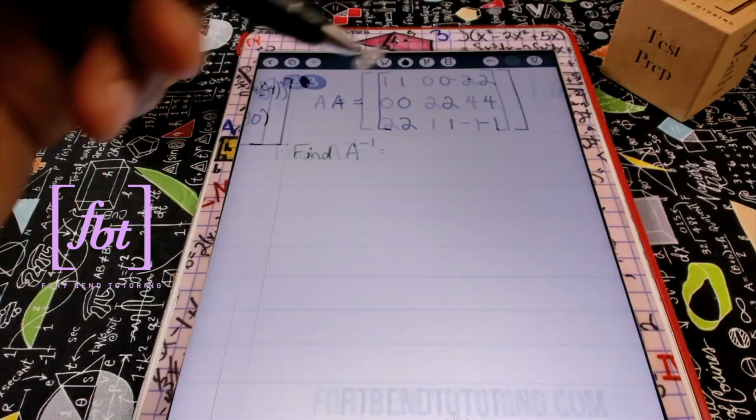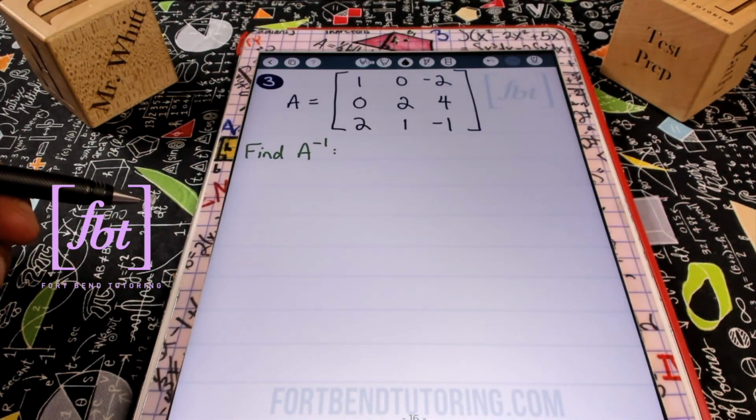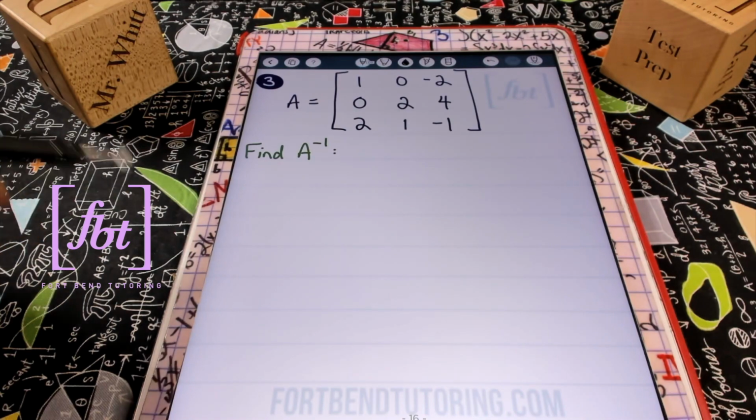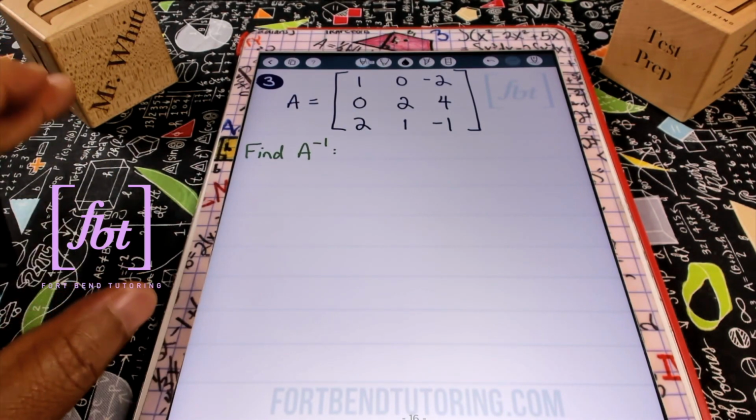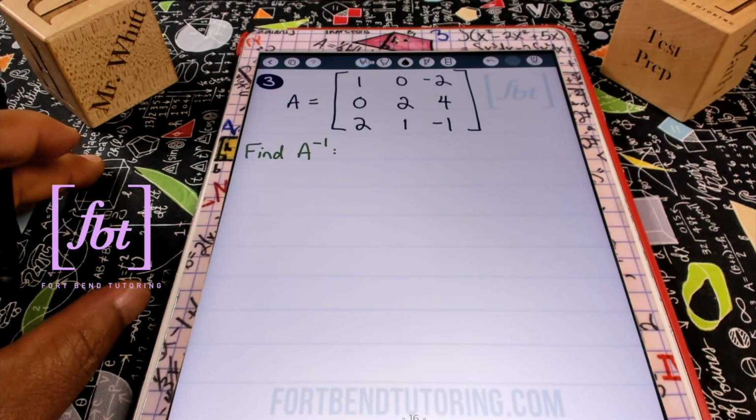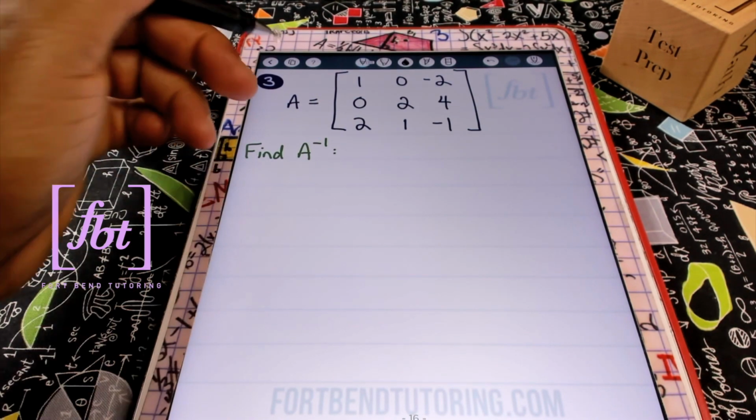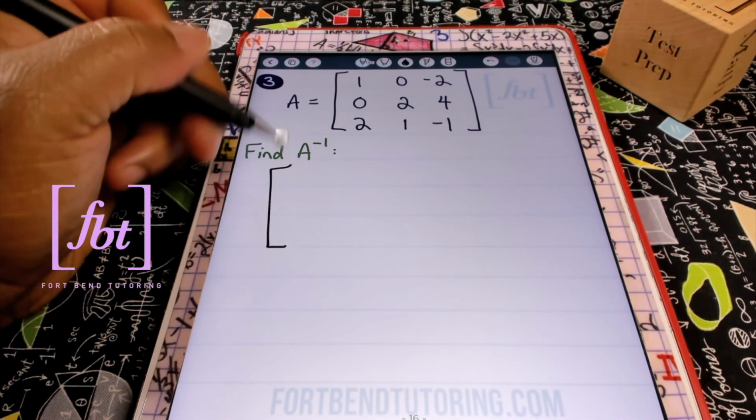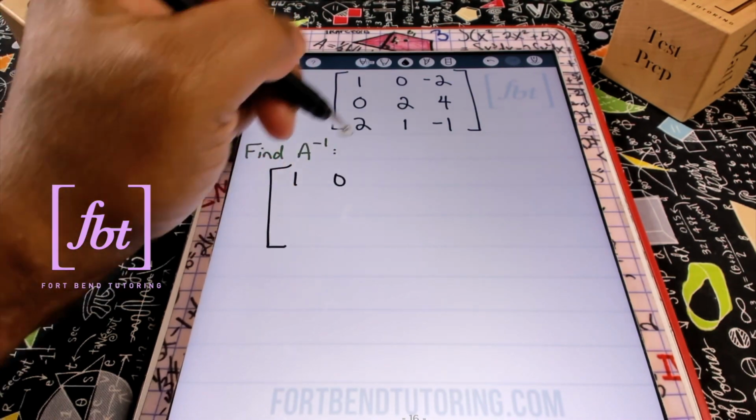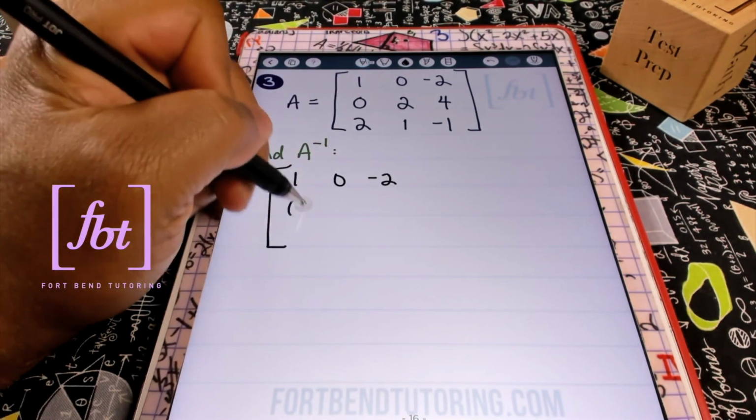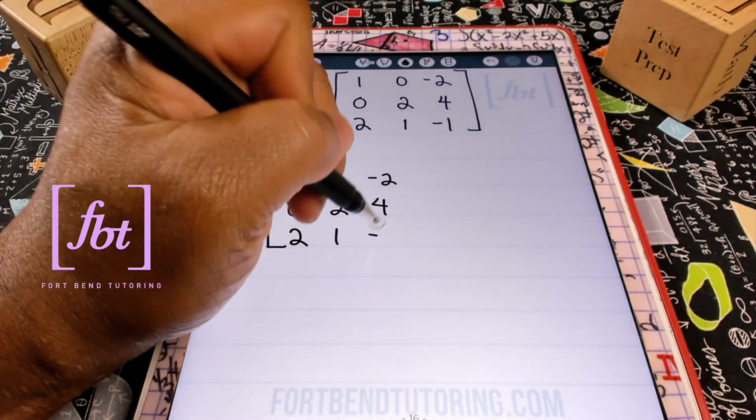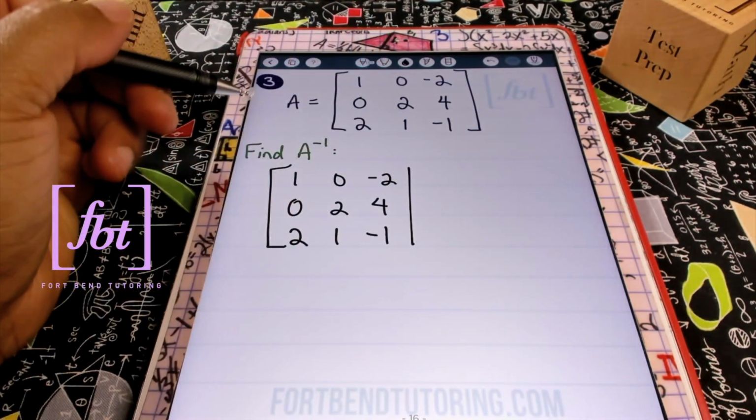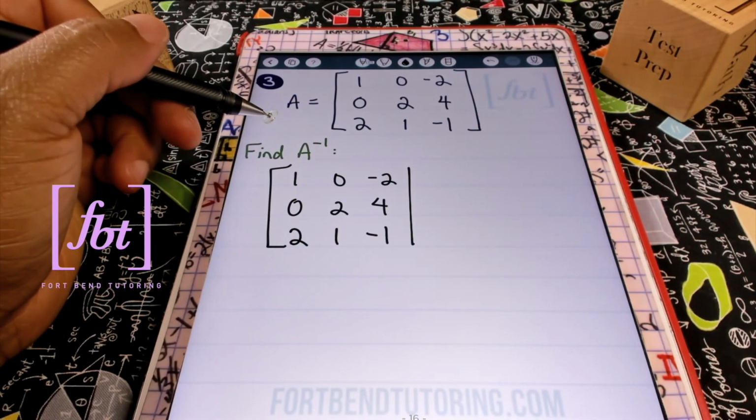All right. So here we have problem number 3. It is number 3 again, but this time I want to show you what it looks like to use our augmented matrix method of solving this. So I'm going to set this up originally as 1, 0, -2, 0, 2, 4, 2, 1, -1. This time I'm going to use a solid line to separate the left side from the right side.